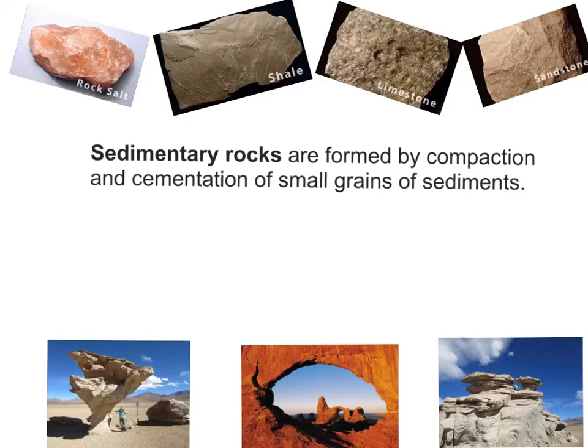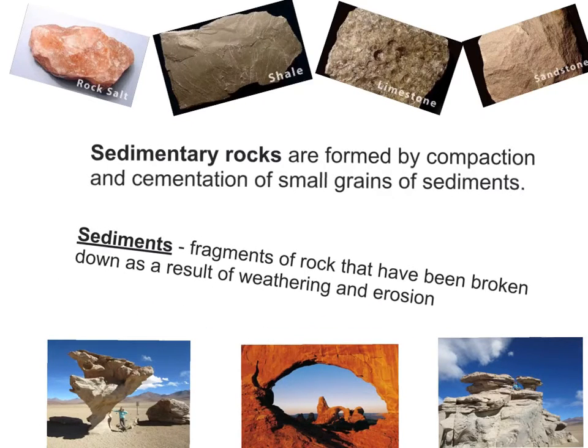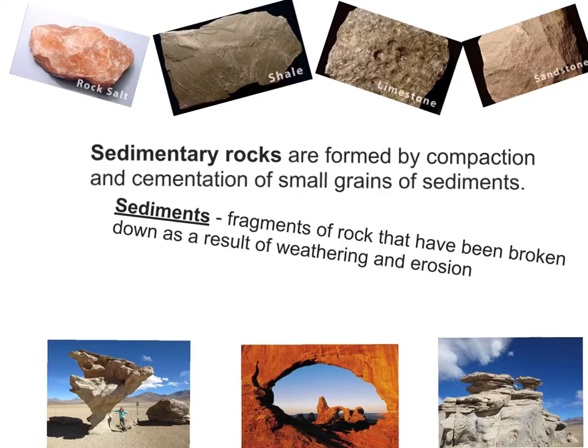As the definition of a sedimentary rock is any rock that is formed by the compaction and cementation of small grains of sediment. But that definition isn't that useful to us if we don't understand this word. So what actually is a sediment? Well, sediments are just fragments of rocks that have been broken down as a result of weathering and erosion. So you can think of sediments as being little bits of rock. These little bits of rock are sometimes called sand or pebbles or even silt.